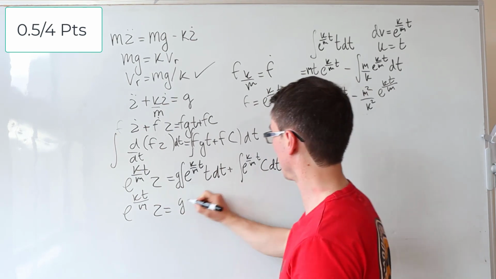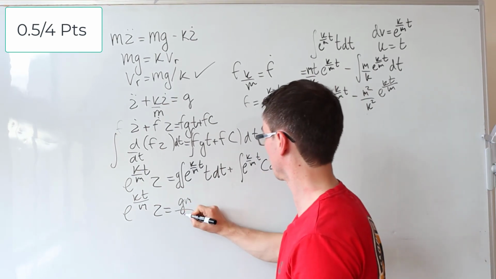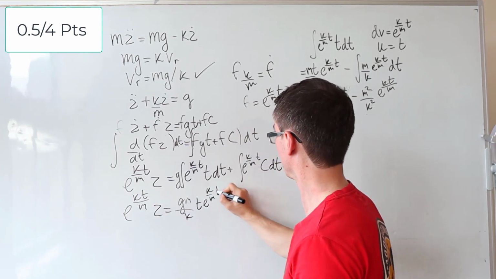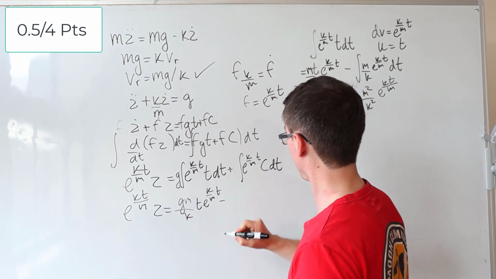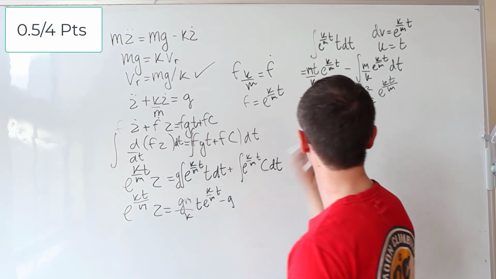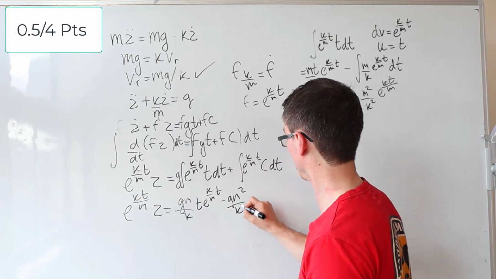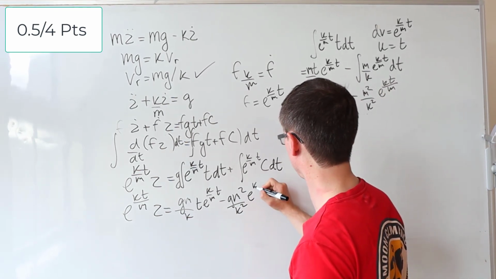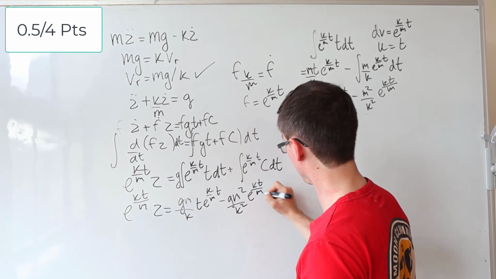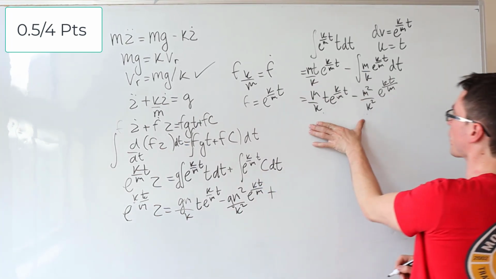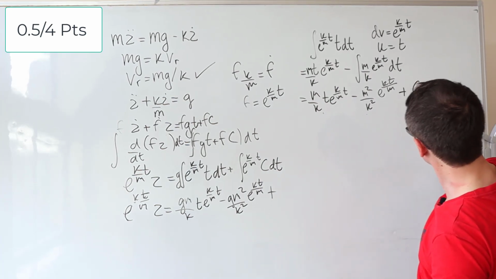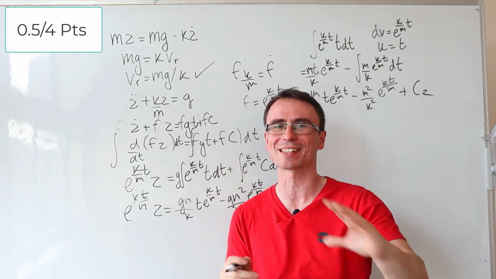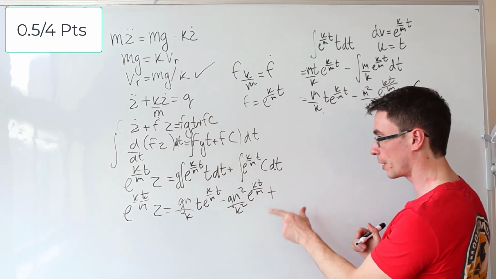Let's just do a little bit of copying. So we're going to get g m divided by k times t e to the k over m times t. Take away g yet again, m squared over k squared. And then I have another factor of e to the k t over m. Oh wait, we actually didn't write this constant of integration c2. Don't worry, I've not forgotten. I can assure you, I'll just keep you in suspense. I definitely did not forget to write this one.